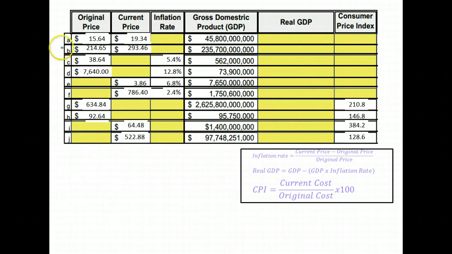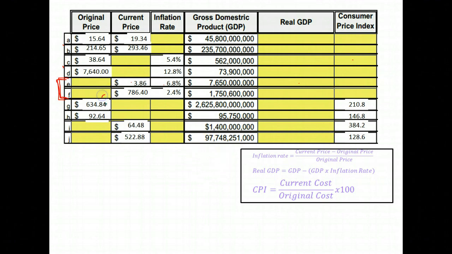Okay, let's move on. We talked about how to do lines A and B. We talked about how to do lines C and D. Now let's talk about how to do lines or rows E and F. So this time we're missing the original price, but we're given the current price and we're given the inflation rate. Okay, we're also missing the real GDP, so we're going to have to find that again. And finally, we're missing the consumer price index, so we'll be finding that again.